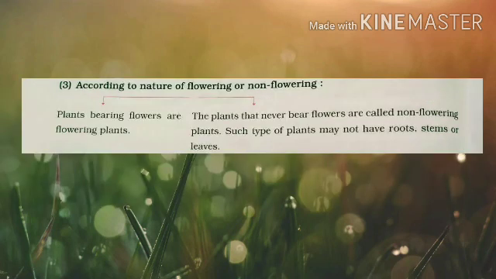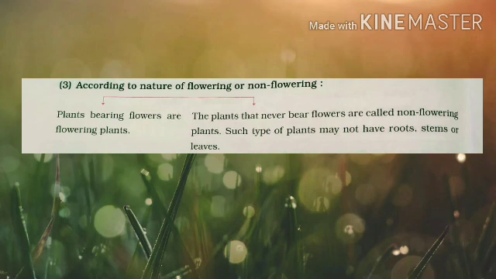According to nature of flowering or non-flowering. Plants bearing flowers are flowering plants. The plants that never bear flowers are called non-flowering plants. Such type of plants may not have roots, stems or leaves.